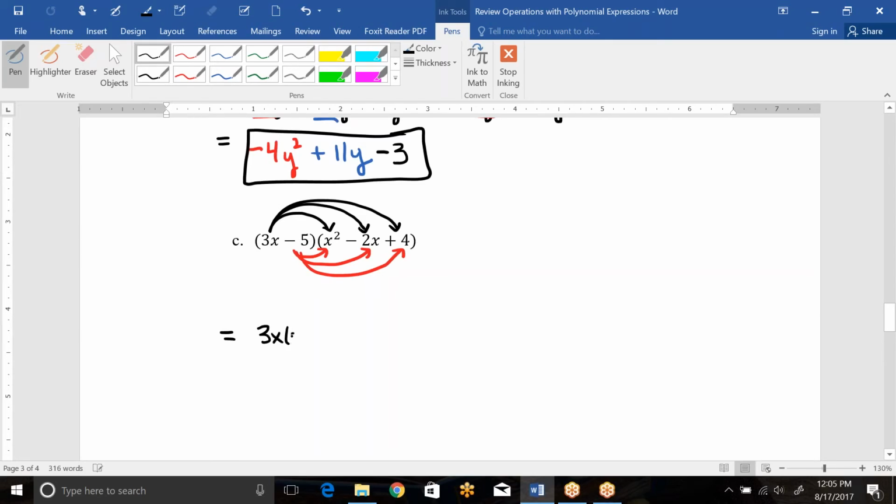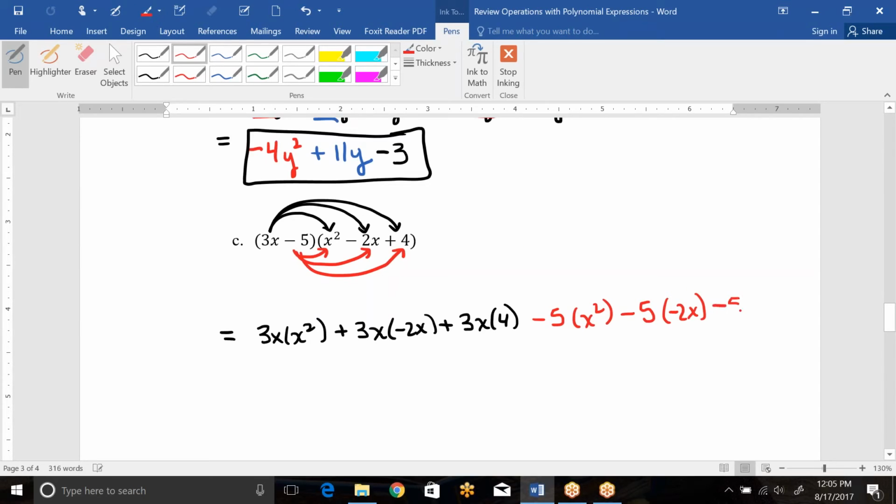So 3x times x squared plus 3x times negative 2x plus 3x times 4. And then we're going to have negative 5 times x squared, and then negative 5 times negative 2x, and then negative 5 times positive 4. Notice again, because this was a 2 by a 3, we're going to end up having 6 different multiplication groups down here. If it was a 3 by 3, trinomial times trinomial, we would end up with 9 different multiplication groups. So this is 3x to the third.